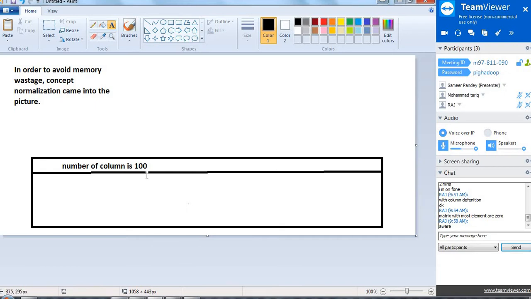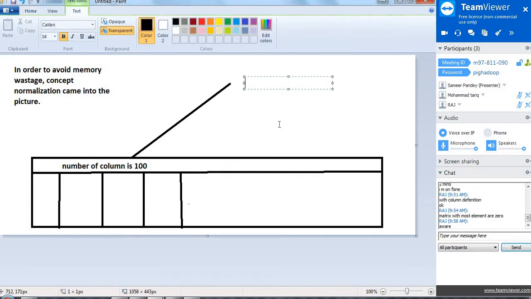Let me say it this way: the number of columns is 100. So there is a possibility of having as many null fields, right? Because it's really almost impossible that for a single row all 100 columns of data will be filled up. The second factor is that there can be a possibility of redundant data.